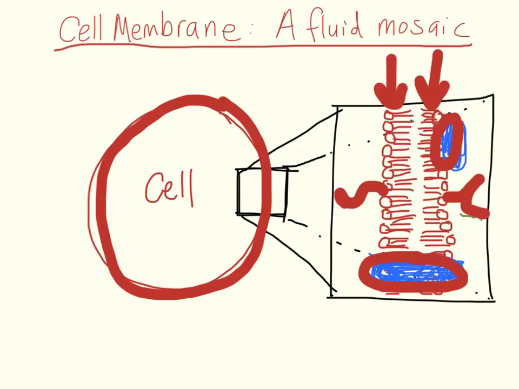So why is this specific model of the cell membrane called the fluid mosaic model? Well, it's saying that the cell membrane is a fluid structure, and it's made up of a mosaic of various proteins that are embedded within the membrane.